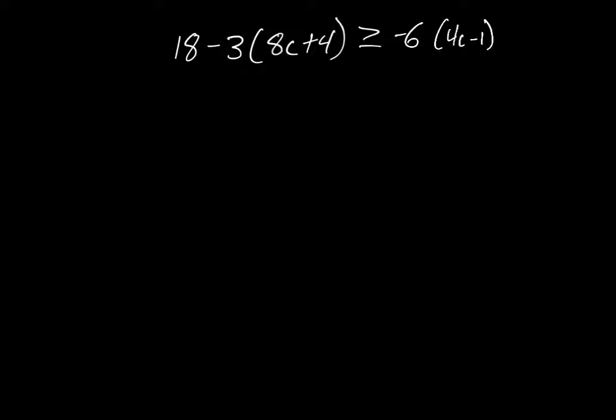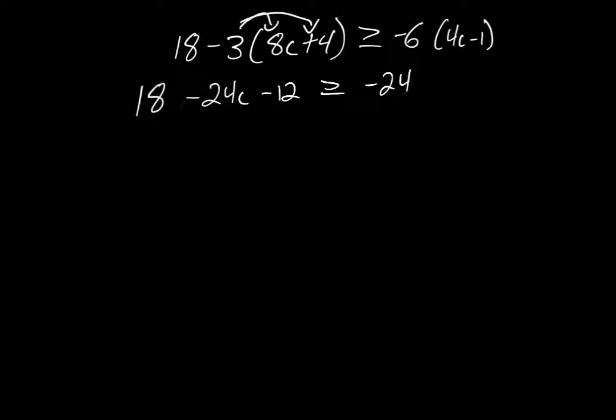Okay, so let's see how you did. I have 18. I'm going to distribute this negative 3 here. Negative 3 times 8c is negative 24c. Negative 3 times 4 is negative 12. Is greater than or equal to. Negative 6 times 4c is negative 24c. Negative 6 times negative 1 is positive 6.